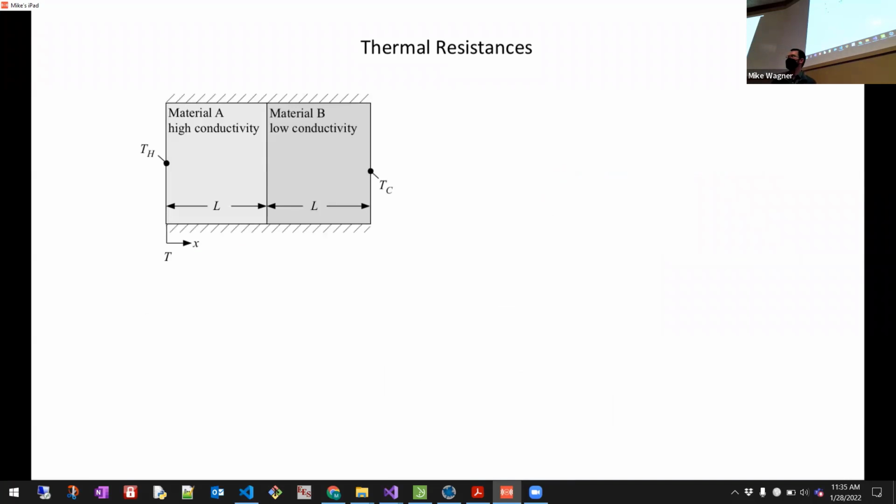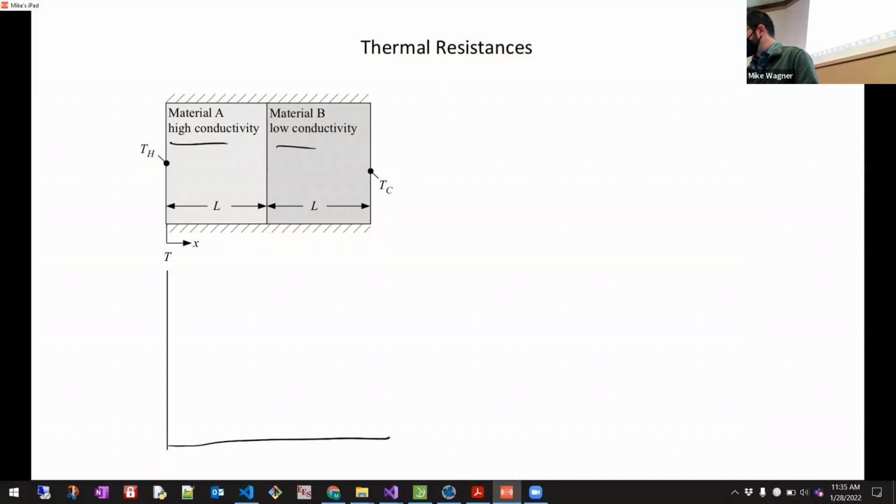All right, so the last thermal resistance we'll talk about is contact resistance. Normally, let's say we have these two materials. One material has high conductivity, one material has low conductivity. And if we were to plot what the temperature looks like as a function of position here, let's just plot this out.